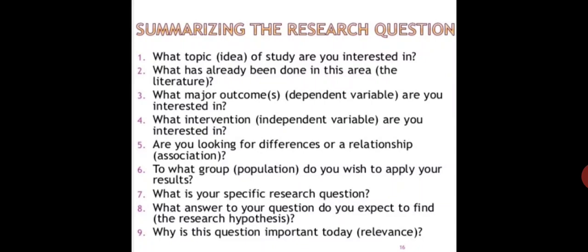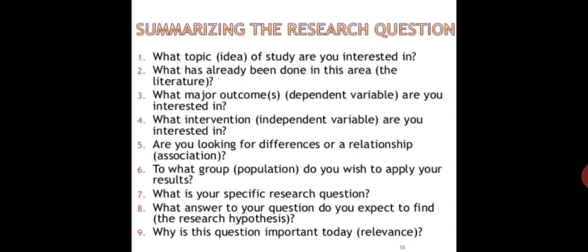Summarizing the research questions: what topic, idea of study are you interested in? First thing you have to consider is what topic or idea of study you are interested in. First of all, you have to decide the idea or the topic on which you are going to conduct the study, which is interesting for you.